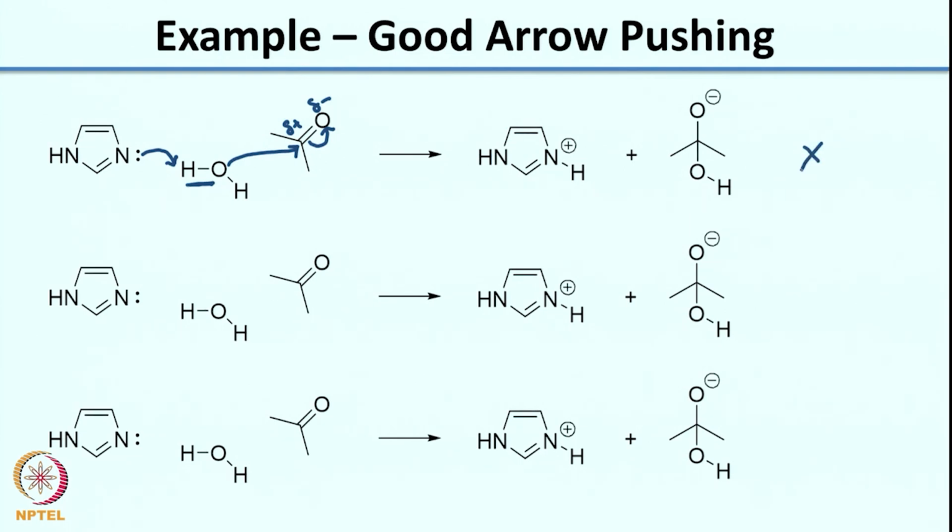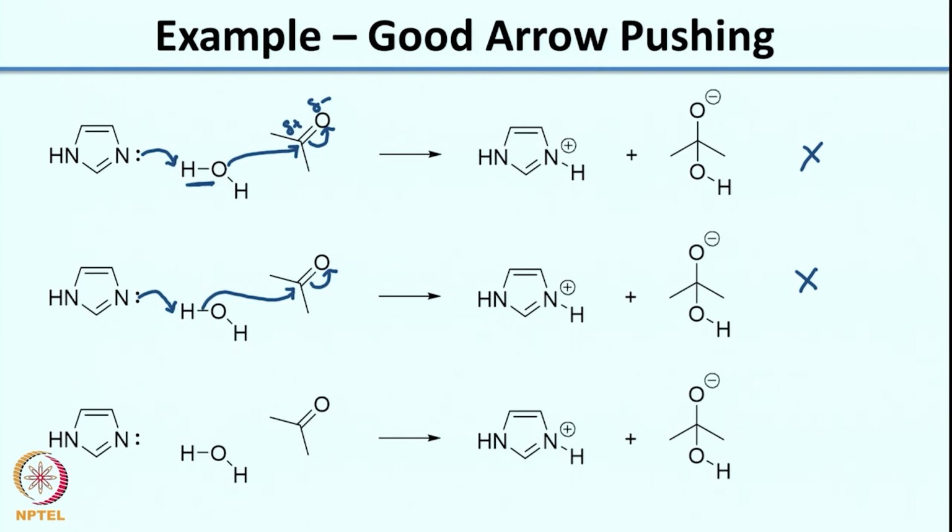Let us look at another example. Here again the first step is the lone pair grabbing the proton. Sometimes people show the bonded electrons going to the electron deficient carbon. This again is not a very good method of writing because you are showing the bonded electrons moving there, which is not actually the case.